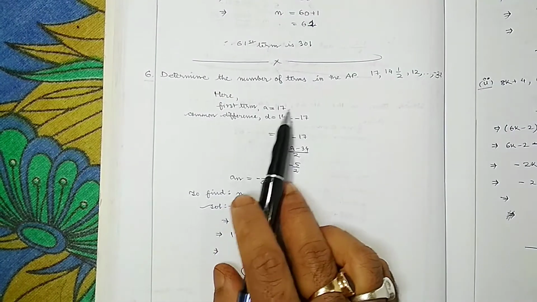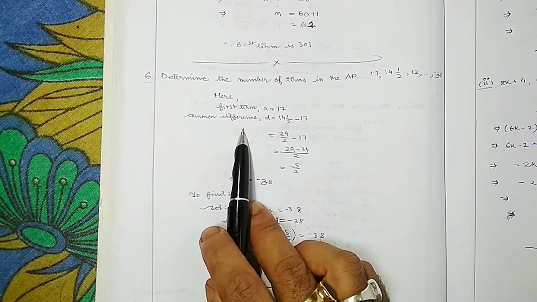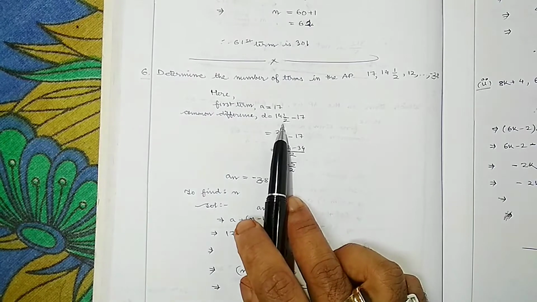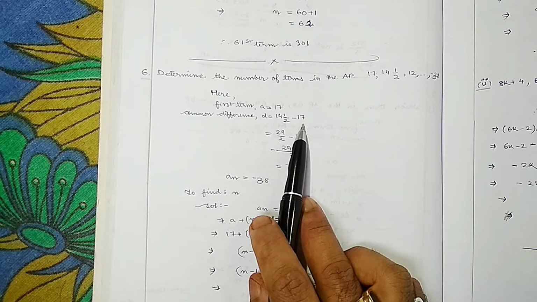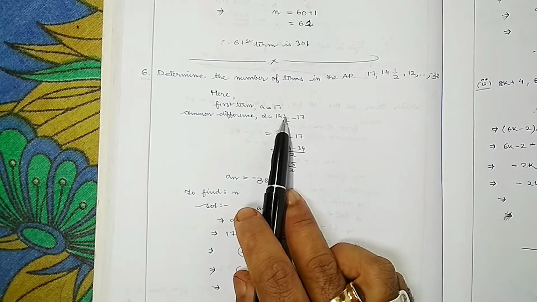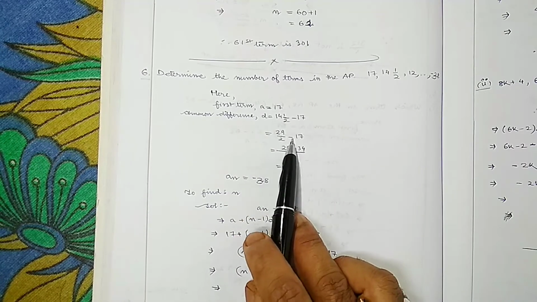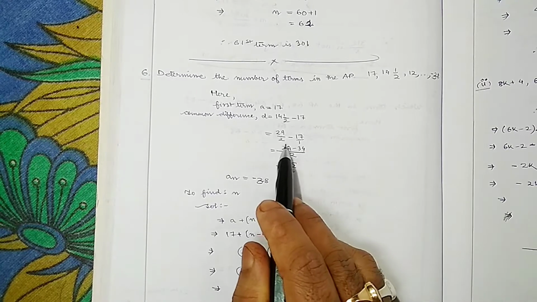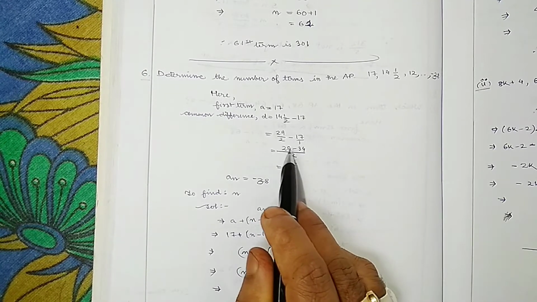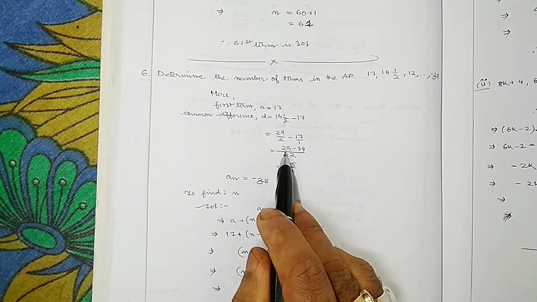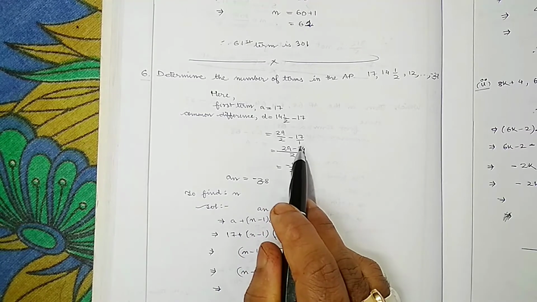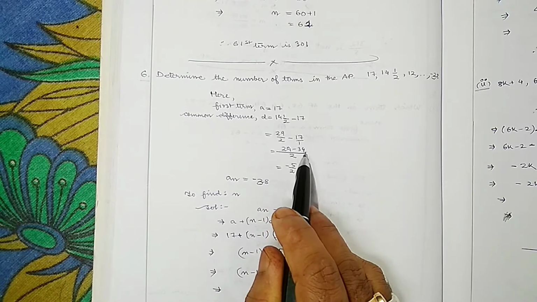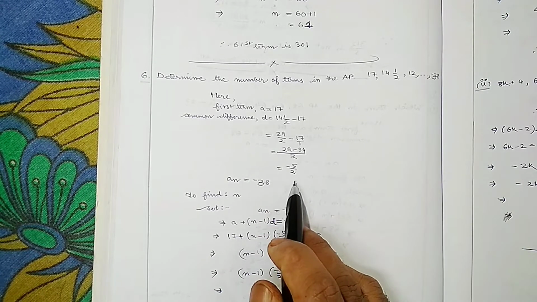Here first term a is 17. How to find the common difference? Common difference will be second term minus first term. Second term is 14 and a half minus 17. 14 twos are 28 plus 1, 29 by 2 minus 17. 17 means here 17 by 1 is there. LCM of 2 and 1 is 2. 2 divided by 2, 1. It will be 29 minus 2 divided by 1, 2. 17 into 2, 34. 29 minus 34, that will be minus 5 by 2.